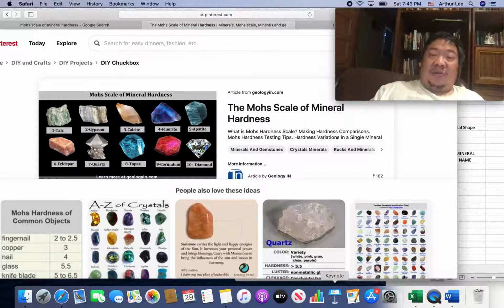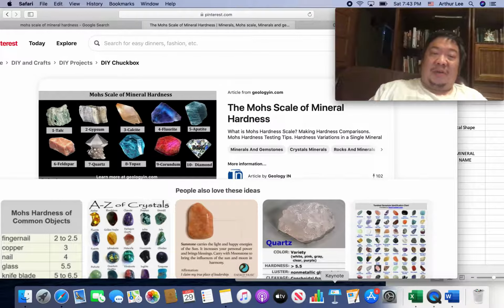Diamond being the hardest, number 10. Corundum is 9, topaz is 8, quartz is 7, feldspar is 6, apatite is 5, fluoride is 4, calcite is 3, gypsum is 2. So let me ask you a question, see if you understand hardness. Would a topaz be able to scratch a gypsum? Yes, because it's a higher hardness, right? A topaz would be able to scratch quartz, feldspar, apatite, fluoride, calcite, gypsum, and talc.